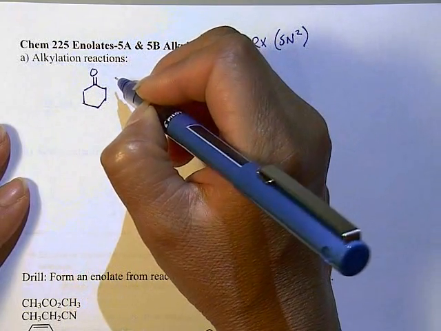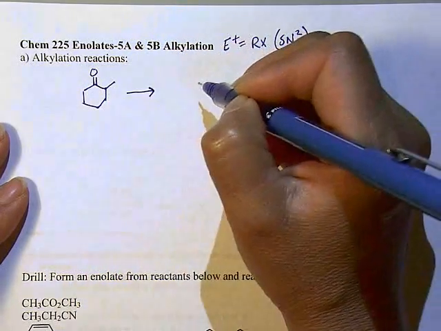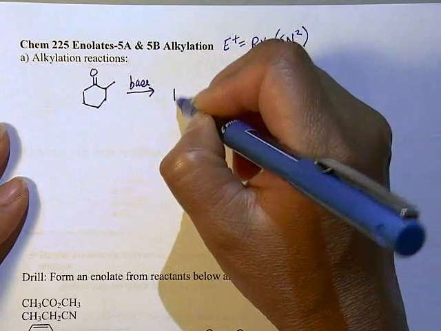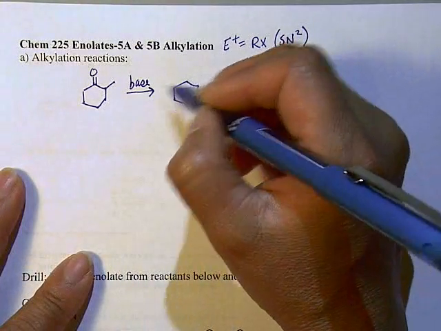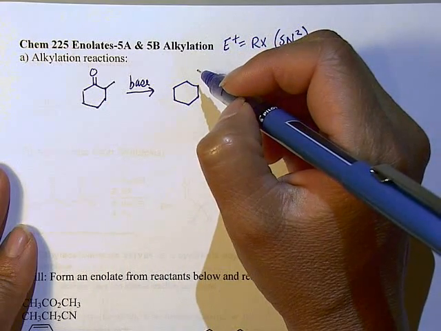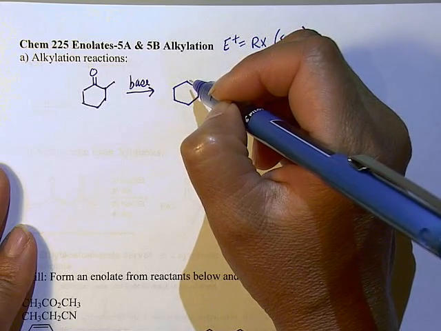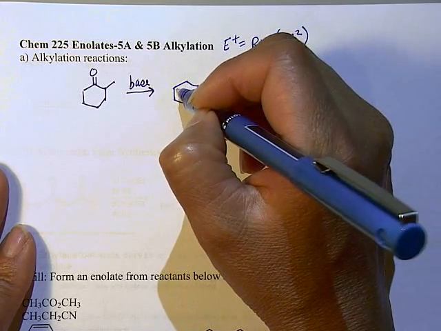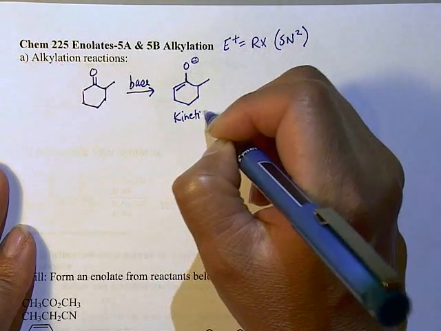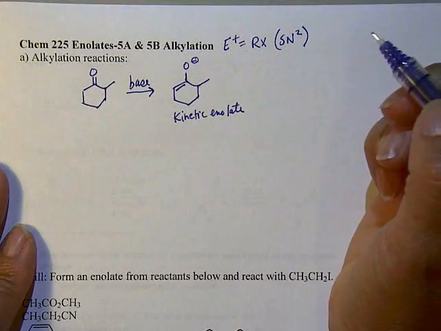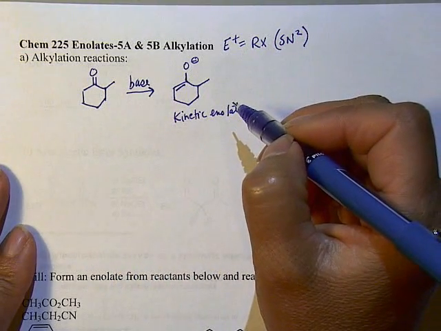What's in your book? Let's say we have methyl cyclohexanone, and then we're going to use some kind of base to make the enolate. And here we have a choice of making a kinetic enolate or thermodynamic enolate. So let's say we are going to make the kinetic enolate in this case. And so the choice of base that you use is very important here.